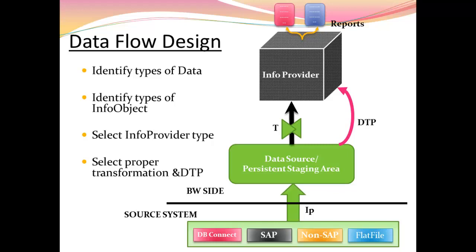This is our SAP BW DataFlow, and the first main objective is to identify the type of data, and the next would be to identify the number of info objects that are required and what their types are. And once that is done, we'll select the info provider accordingly and load the data into it through info package and DTP.